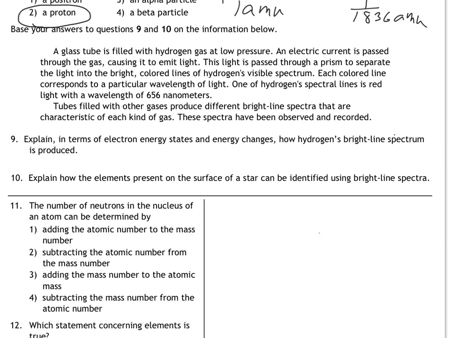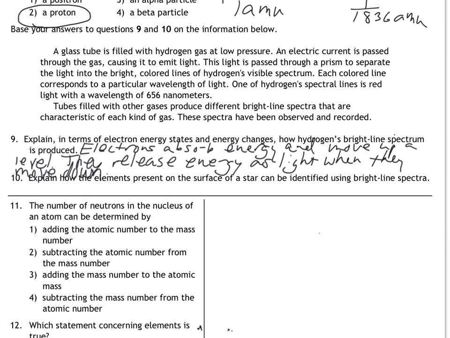All right, I always advise keeping these very short. So I would say, I'm going to write in my answer and then I'll talk about it. So my answer is that electrons absorb energy and move up a level. They release energy as light when they move down.